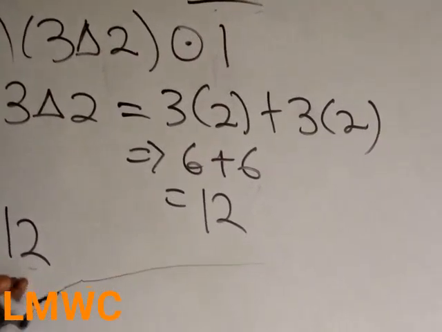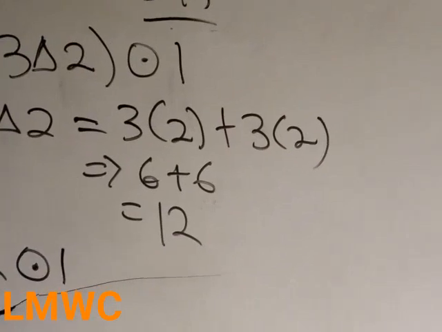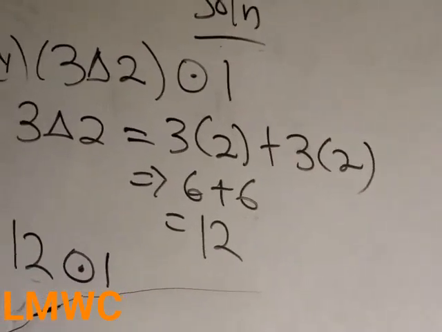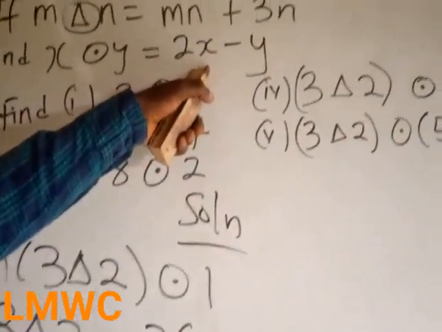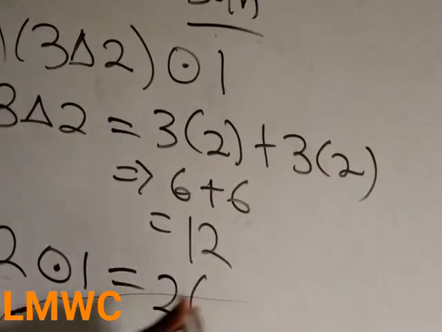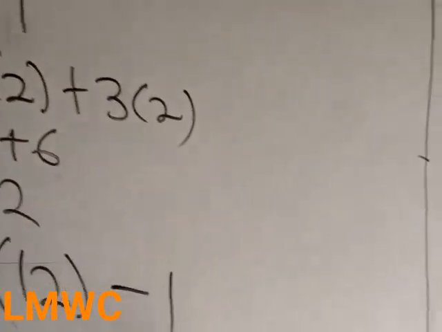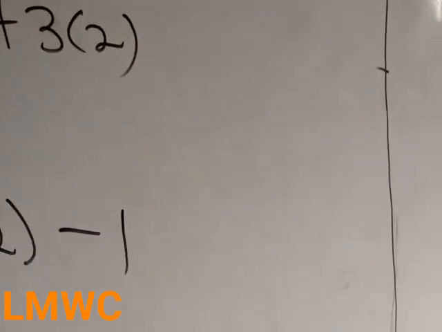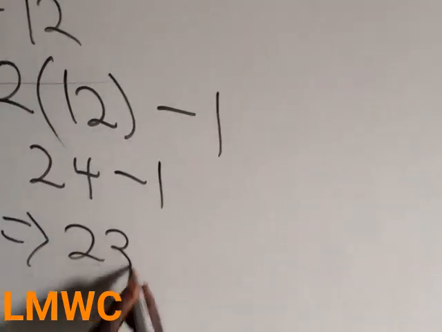So it becomes 12 star 1. I call all my symbols star. So take that from me. Once we have this, we use the second formula for it. You see how I'm solving it? How I am approaching this question. So it becomes 2 times x. What is the value for x? The value for x is 12 minus what is y? Y is 1. So 2 times 12 we are having 24 minus 1, which will give us 23.